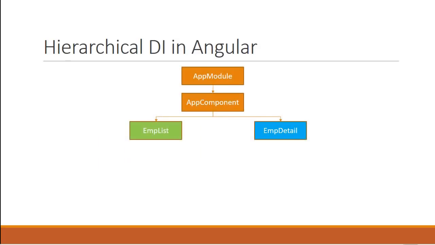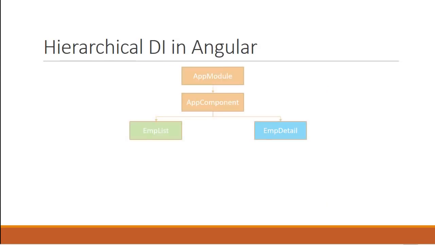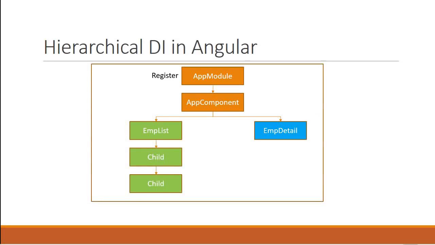Now, if you register with the app component, all its children can make use of the service. This works fine, but each module is usually a feature area in your application and might grow. So it is better if you register the service at the module level. By doing so, components under the app module can use it. And to register a service, we use the providers metadata.